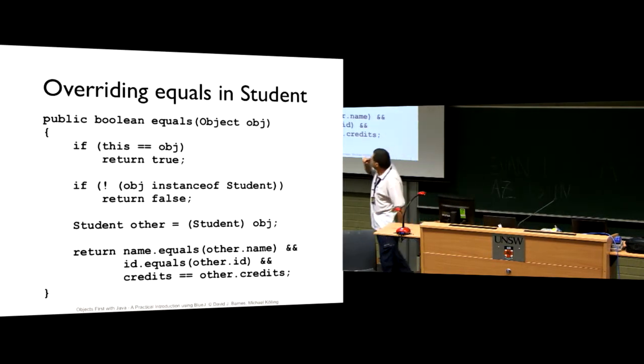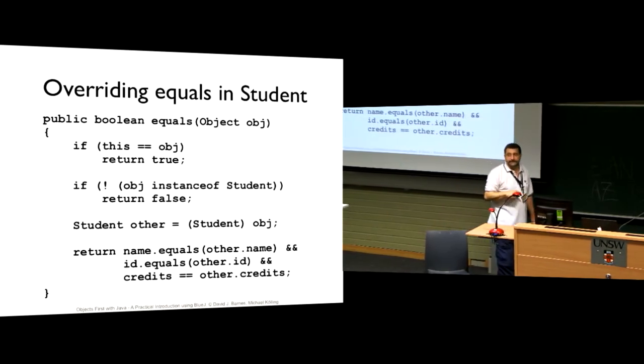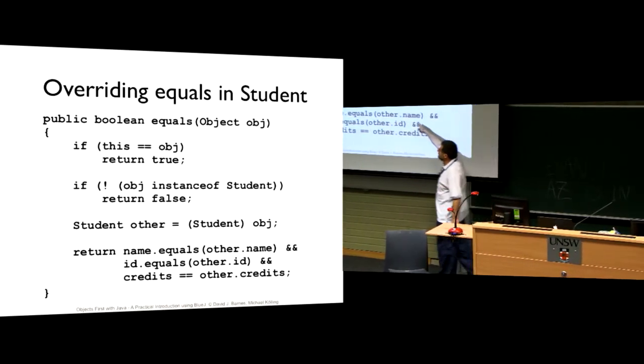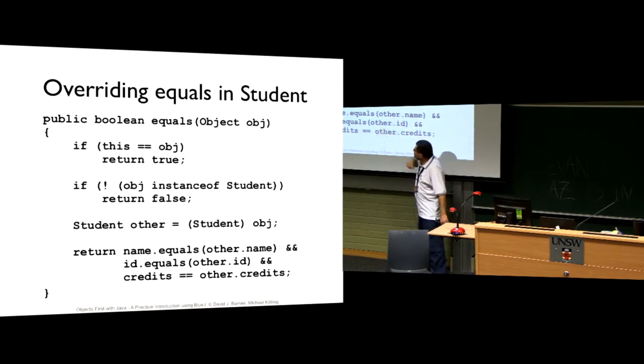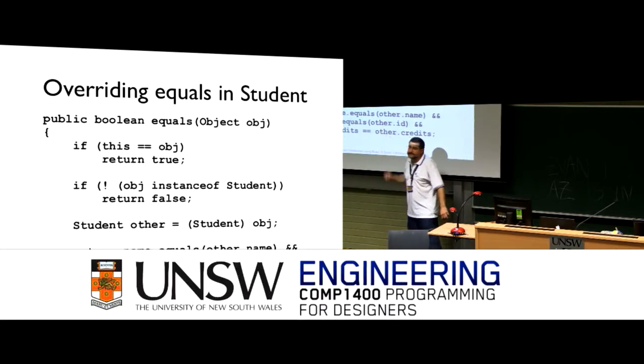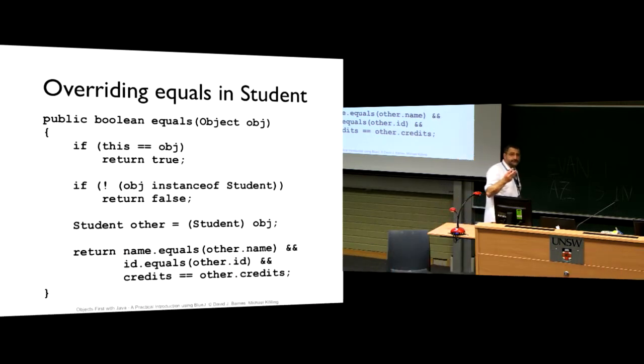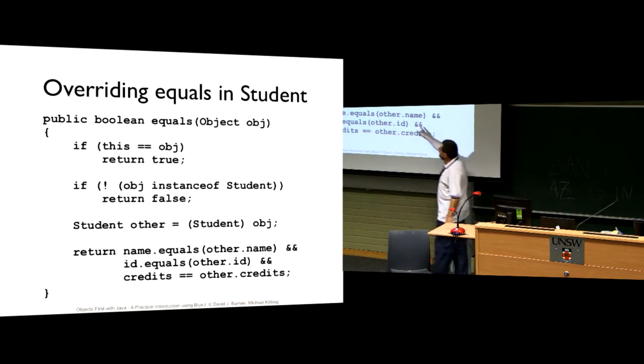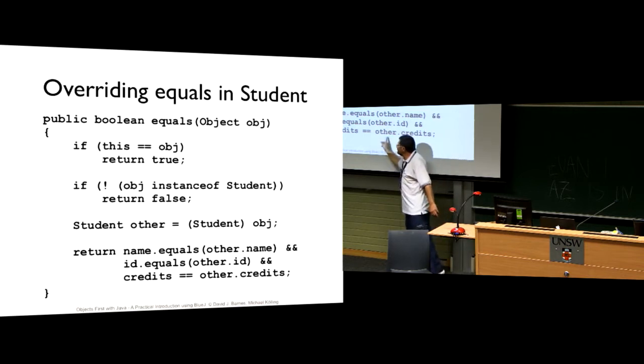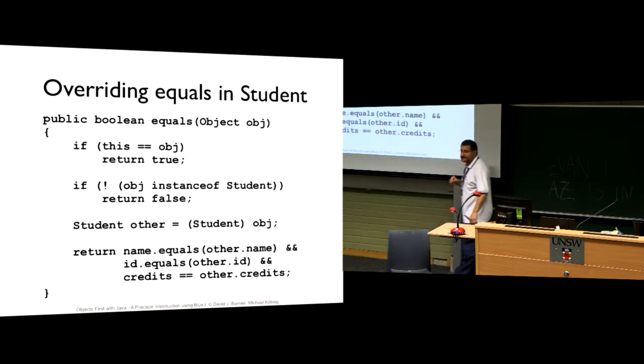So here's an example. If we have a student record that has three fields, a name, an ID, which is also a string, and a number of credits or units that you've done, which is an integer, and you have two student records and you want to compare them, then the comparison is just if the name is the same, so we're using string equals here, and the ID number is the same, and they have the identical number of credits, they're the same.